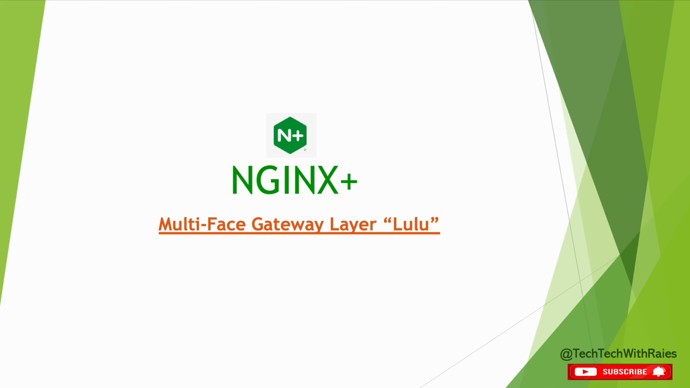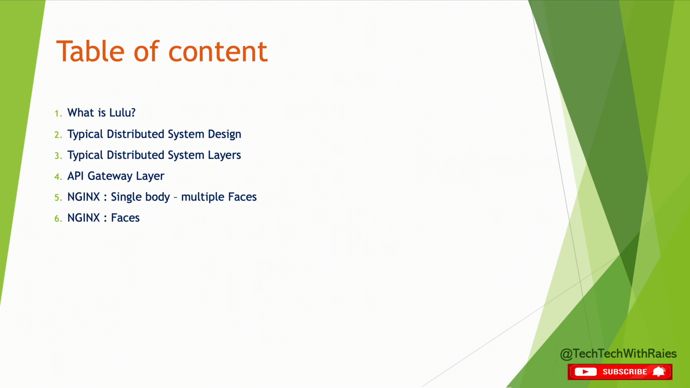Today's table of contents is: what is Lulu, typical distributed system design layers, API gateway layer, NGINX as a single body with multiple phases, and also we'll talk about NGINX and its different phases.